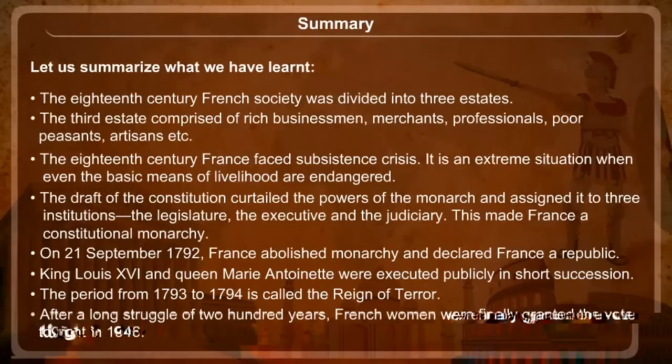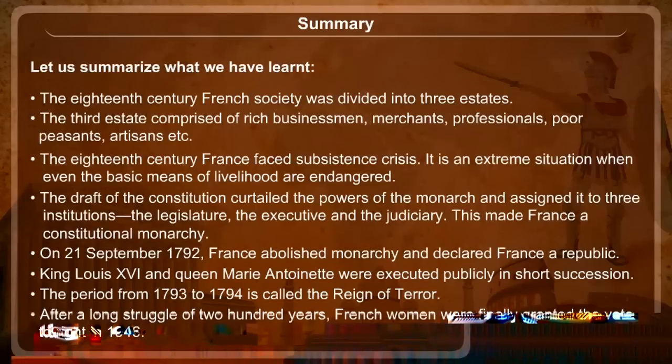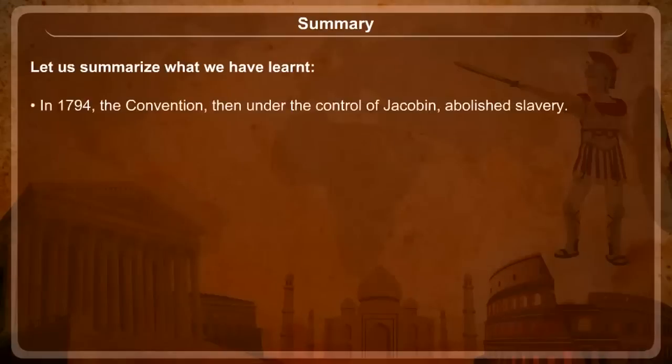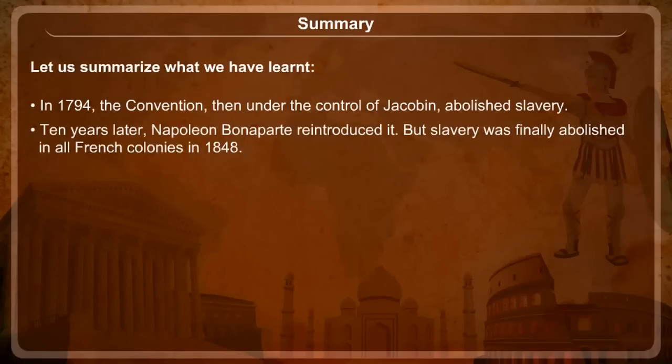After a long struggle of 200 years, French women were finally granted the right to vote in 1946. In 1794, the Convention, then under the control of the Jacobins, abolished slavery. 10 years later, Napoleon Bonaparte reintroduced it. But slavery was finally abolished in all French colonies in 1848.